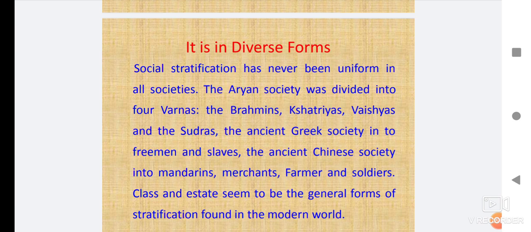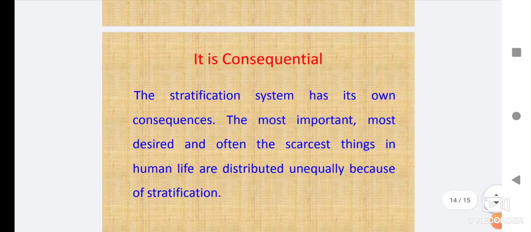The Aryan society was divided into four Varnas: Brahmins, Kshatriyas, Vaishyas, and the Sudras. The ancient Greek society into freemen and slaves. The ancient Chinese society into mandarins and merchants, farmers and soldiers. Class and estates seem to be the general forms of stratification found in the modern world.